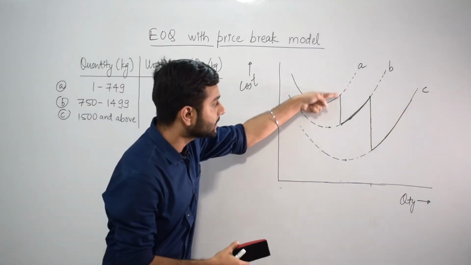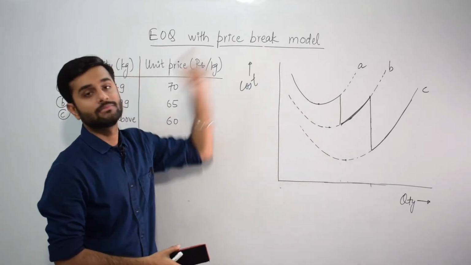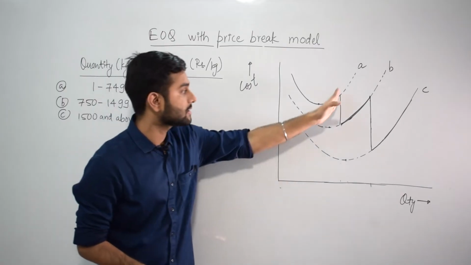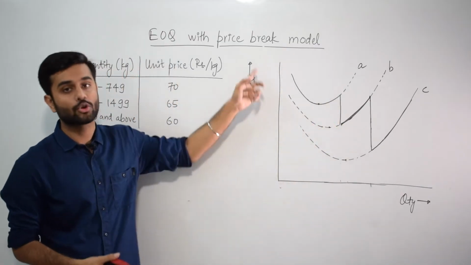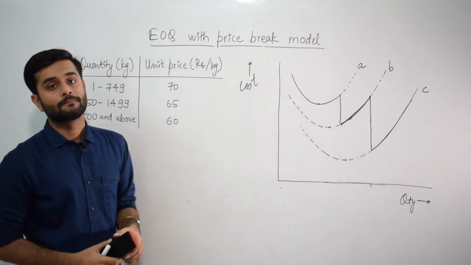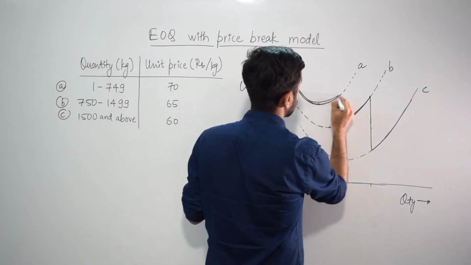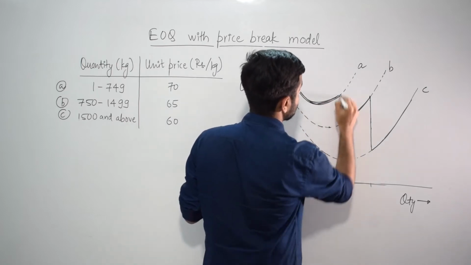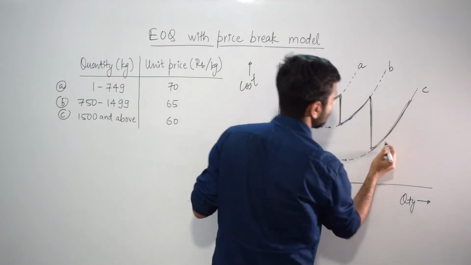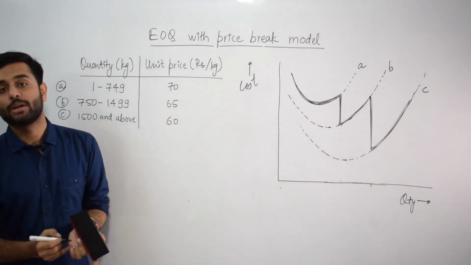So you can see a sudden jump, or a sudden break, from curve A to curve B. That is why the name is price break, right? There is a sudden break in the price. This is the price or cost from A to B at this point. And if I draw the curve with a solid line so that you can clearly differentiate it, this is the curve which we have for the given question. The dotted one is not the curve available to us.